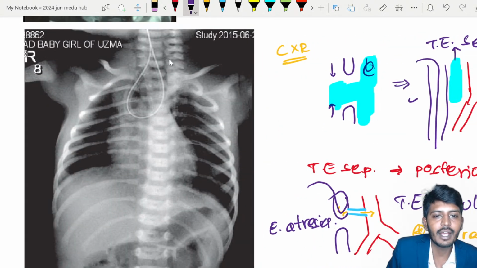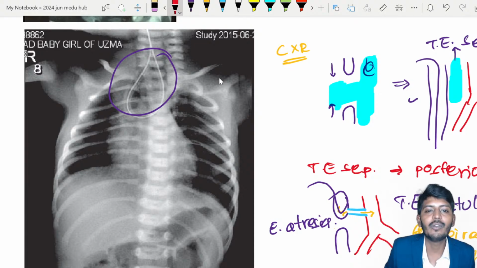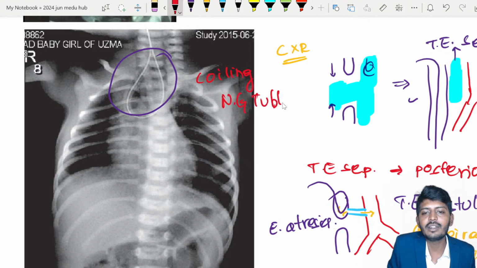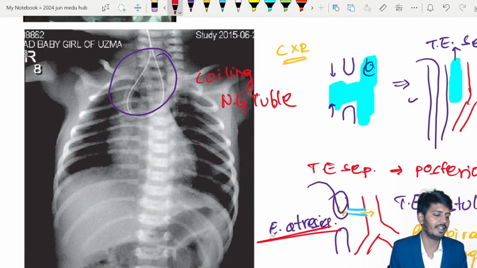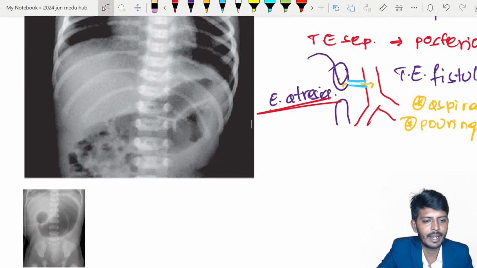So if you can notice here, this is not some chain the baby is wearing. It is actually an NG tube. The NG tube has coiled. We will call it coiling of NG tube. Coiling of NG tube is suggestive of which disease? Esophageal atresia. This is also a previously asked question. Be very prepared about it.